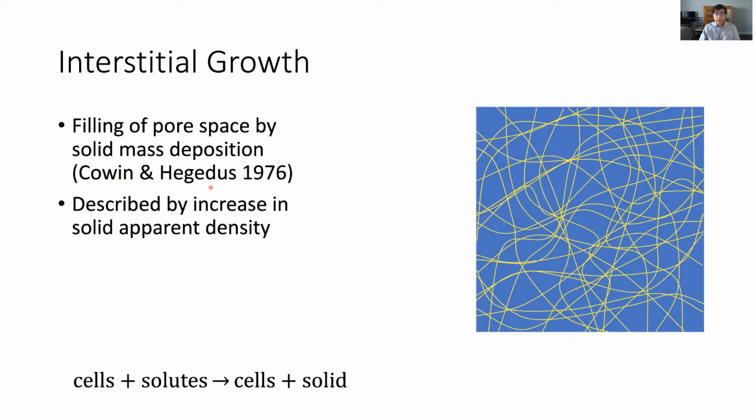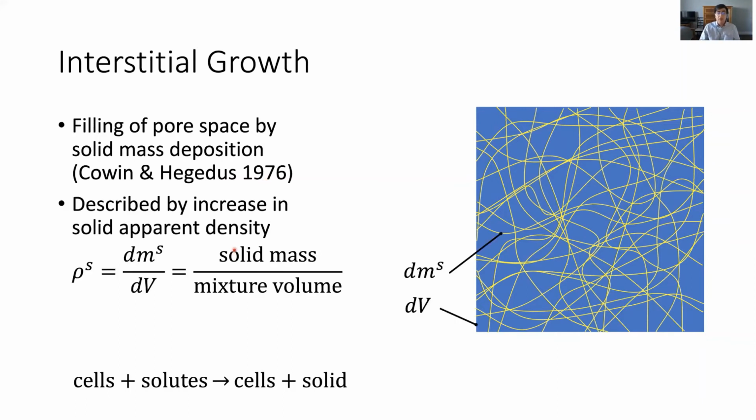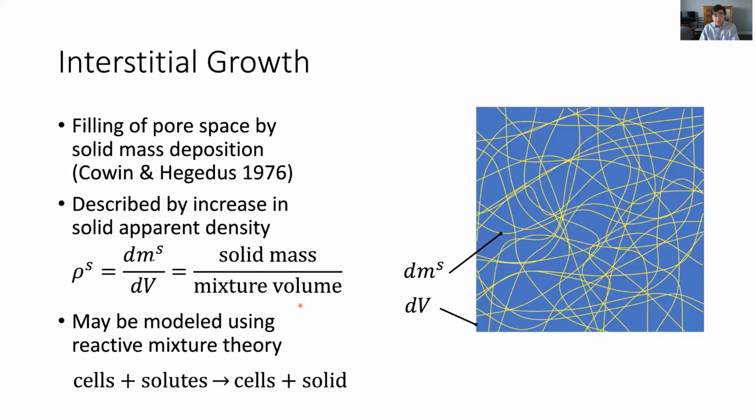And what Cowan and Hiiggins proposed in 1976 is that you can describe this by change in the apparent density. The apparent density, by definition, is the mass of one constituent divided by the volume of the mixture. So in this case, the reaction is that cells, which are our factories, take solutes, such as proteins, and convert them into solids, such as collagen fibrils. So in mixture theory, we use apparent quantities. So you divide the content of each constituent by the mixture volume. So that means that interstitial growth can be modeled using reactive mixtures.